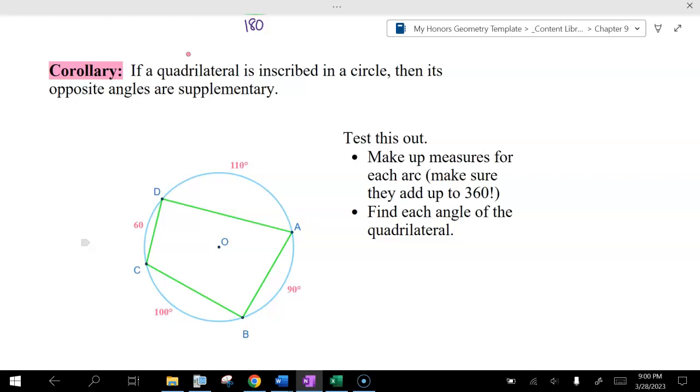But right here, I've already filled out some measures of arcs, and I want you to pause the video in just a moment and figure out what the measure is of each one of these angles, and come back and check and see what I've got for the answers.